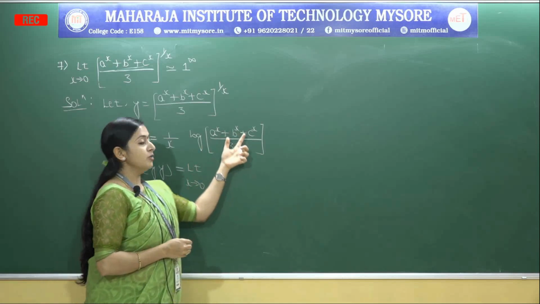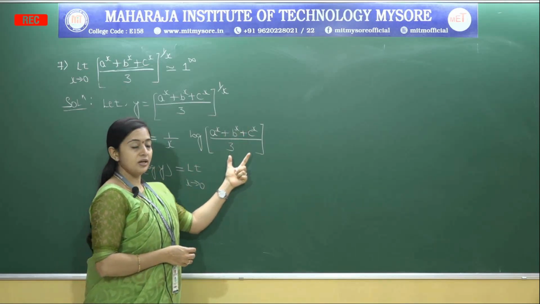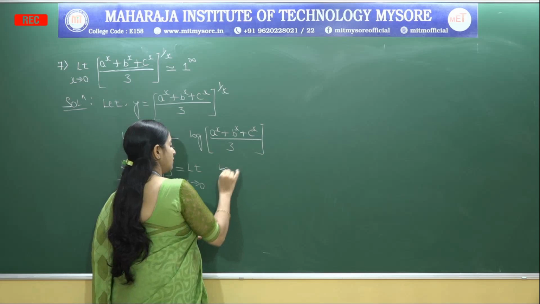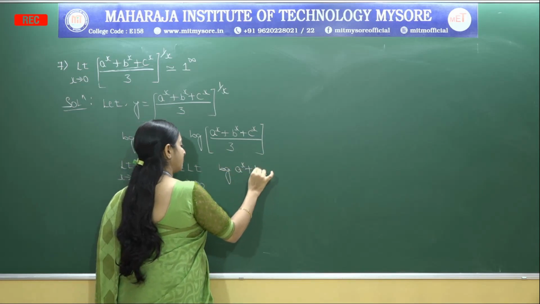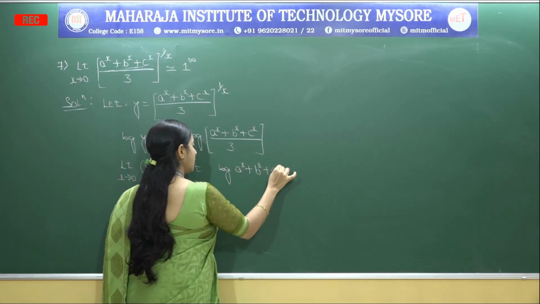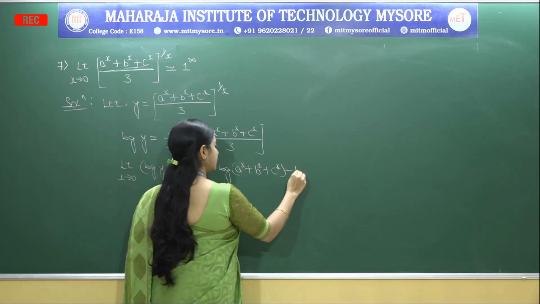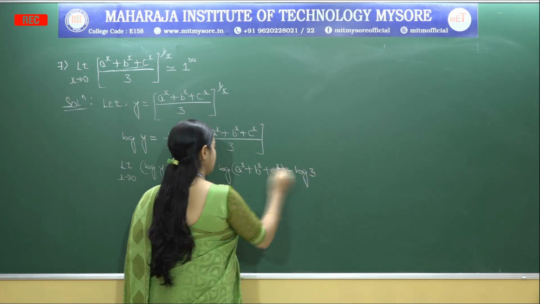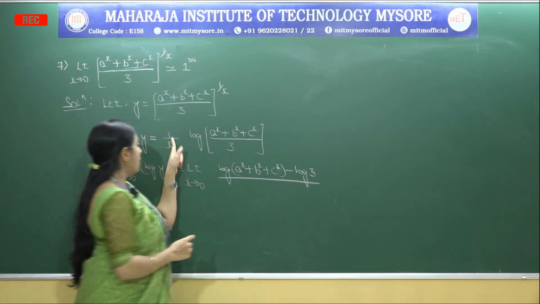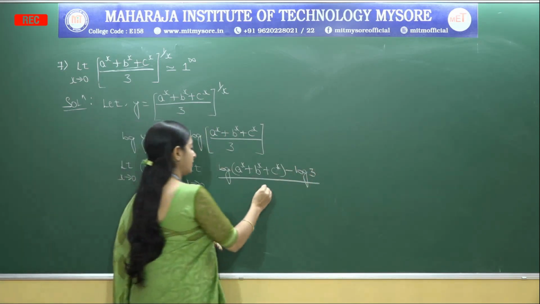Here again apply the logarithmic property, log m by n. So you will get log of (a power x, b power x and c power x) minus log 3. In the denominator you have 1 by x, so the denominator will be x.